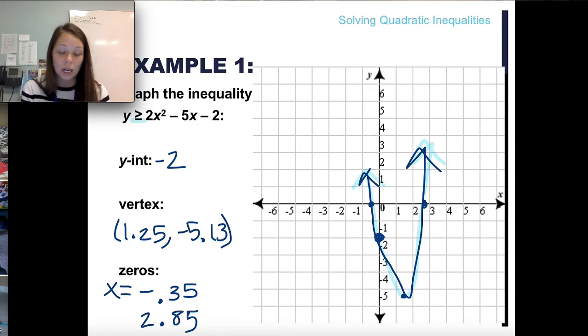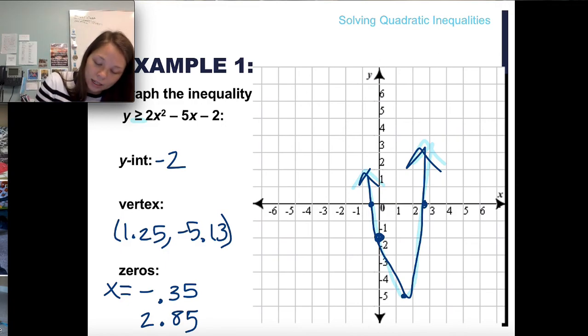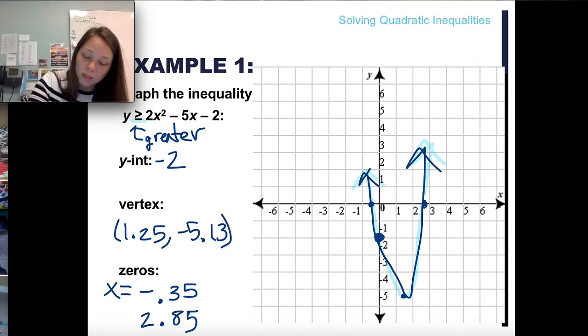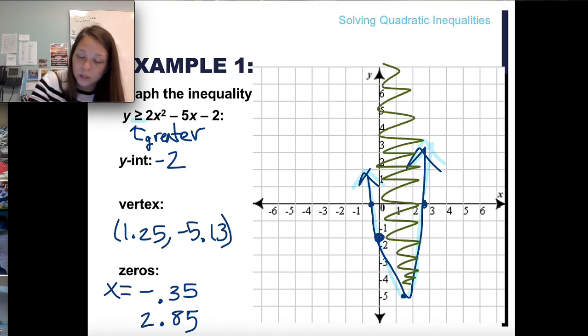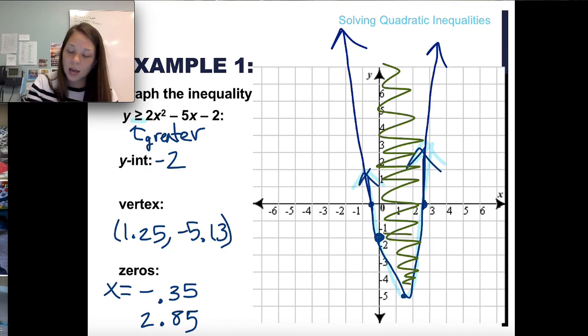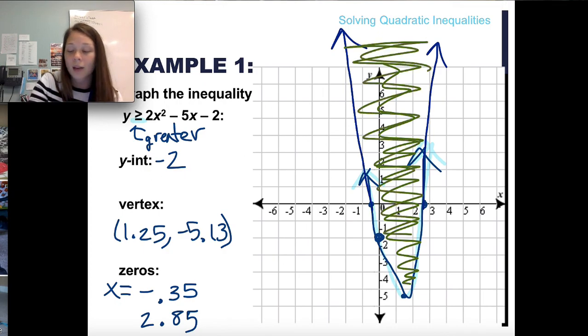Now let's talk about shading. My inequality sign says y is greater than. So that means I want to shade in the part of this parabola where my y values are getting larger. And notice that happens when we are inside these parabola boundaries. Because technically, even though I didn't graph it all the way, this parabola would continue going on infinitely on those ends. And so the area that I'm going to be shading is everything inside because that's where my y values on the y-axis are getting larger.